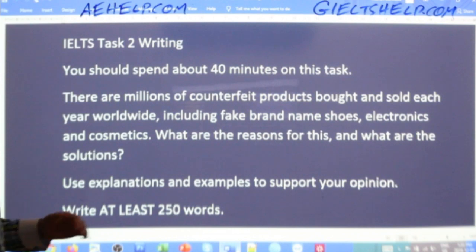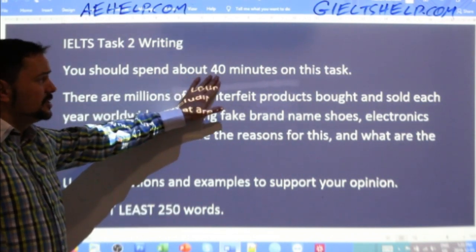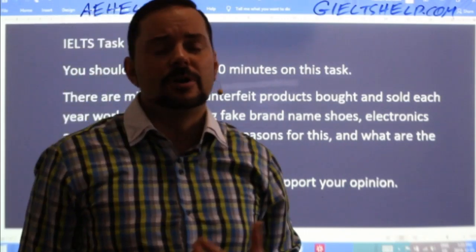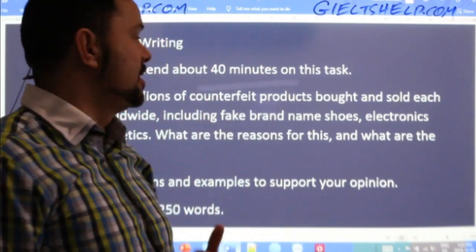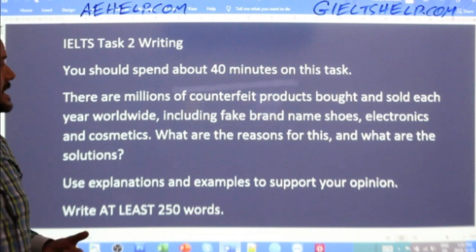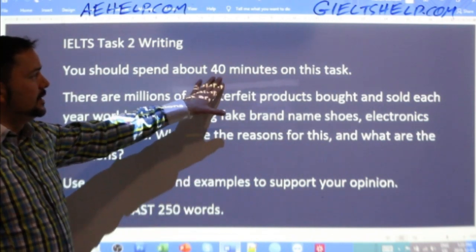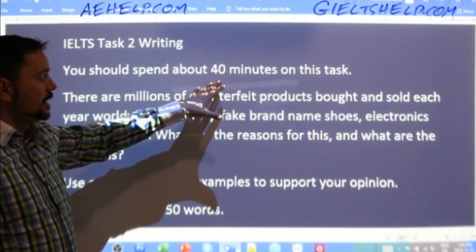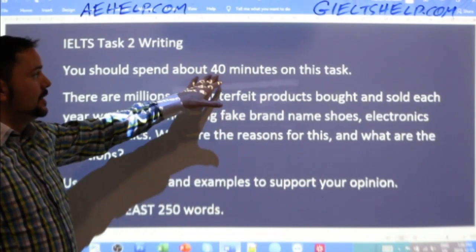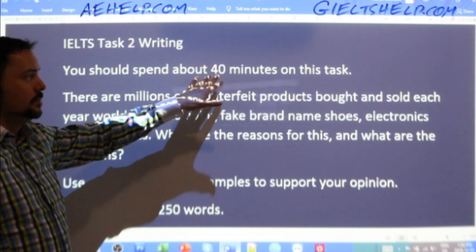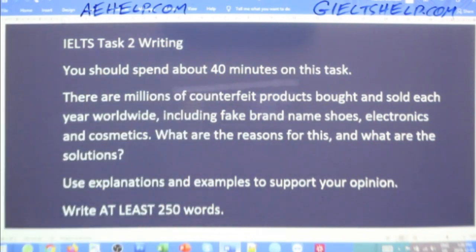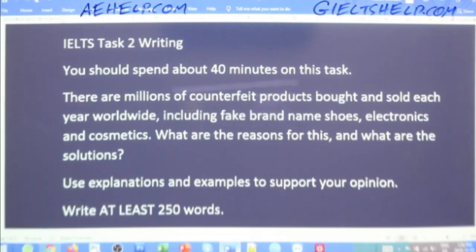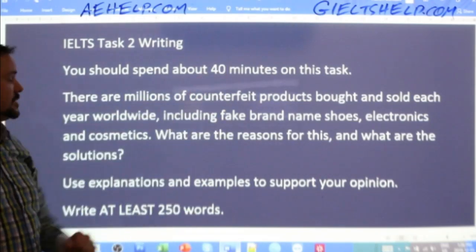Now, if you do need to spend a couple more minutes to check your work, you're not sure about a part of your conclusion or one of your body paragraphs, it is a better idea to steal a couple of minutes, 1 or 2 minutes, from your Task 1 if you find that you're weaker in Task 2. That means try to finish your Task 1 a little bit faster so you have a couple extra minutes for Task 2. Task 2 is worth more than Task 1.